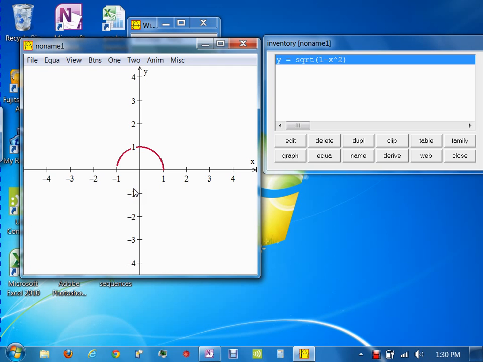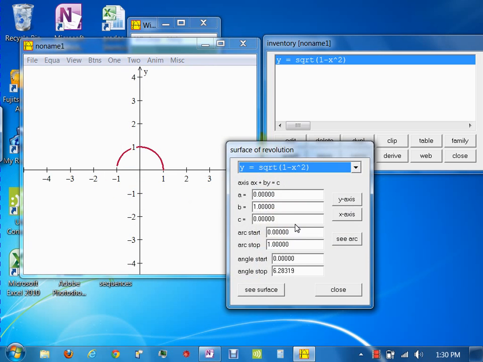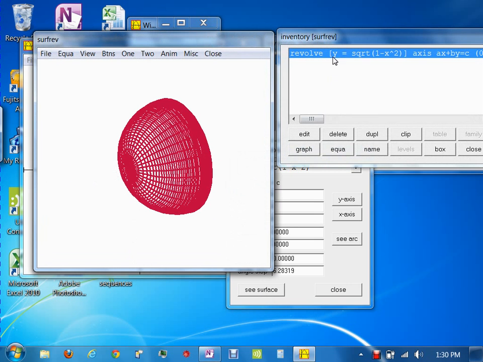So what you can do with this is you can click on 1, which means one-dimensional calculations. Go to revolve surface around the x-axis. I'm actually only going to be revolving, just for now, this from 0 to 1. I can go from -1 to 1, but just for now I'm going to go from 0 to 1. When I revolve that around, click see surface.